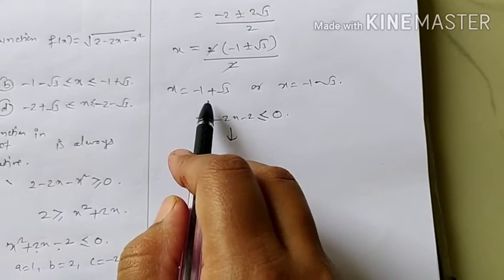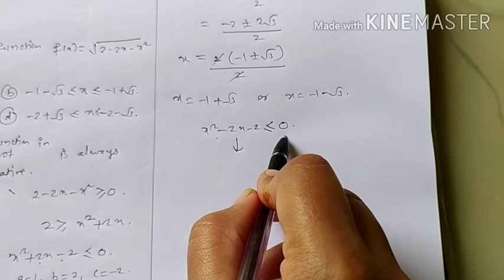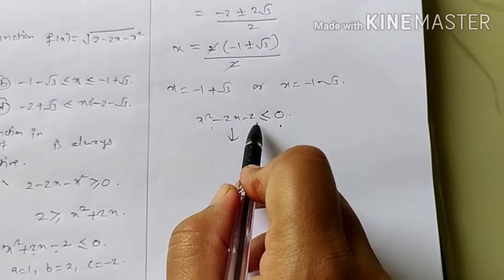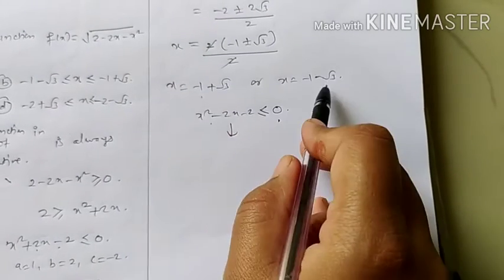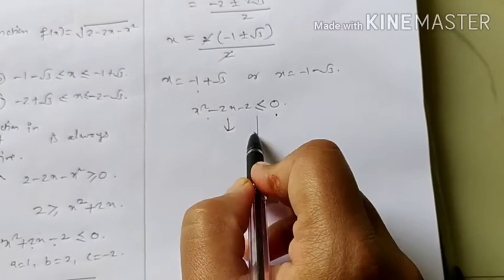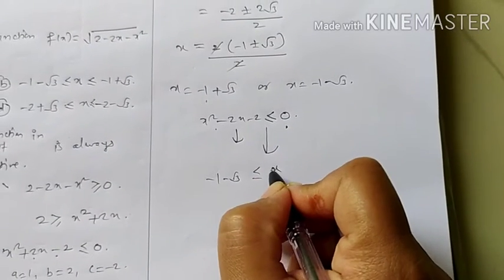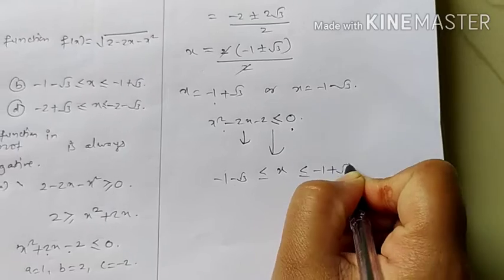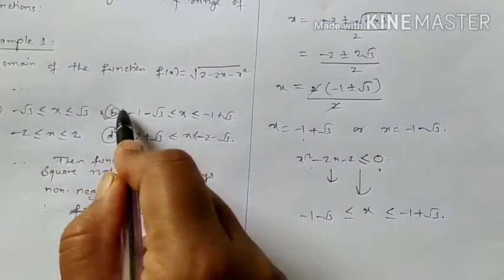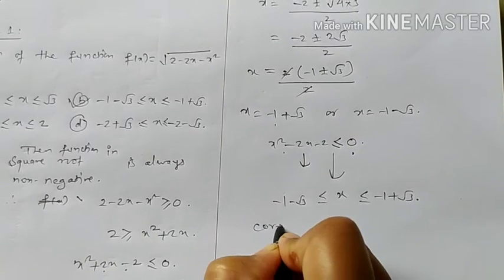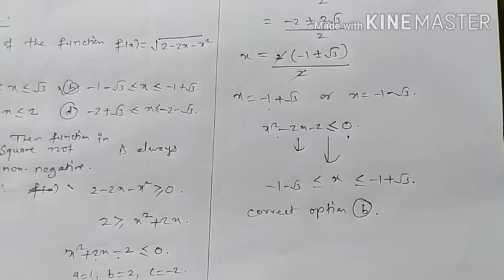Getting? Why have they given less equal? This equation was less equal to 0 and we are getting these values, means x is in between. See student, please listen to this properly. If the equation is equal to 0, then x is exactly equal to these values. But now it is less equal, so x is in between minus 1 minus root 3 less equal to x less equal to minus 1 plus root 3. And in which option is it given? It is given in option number B. So the correct option is B.